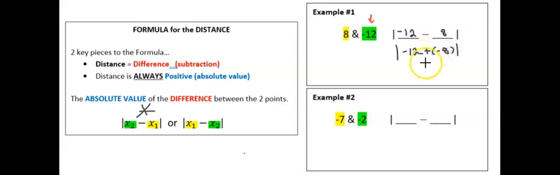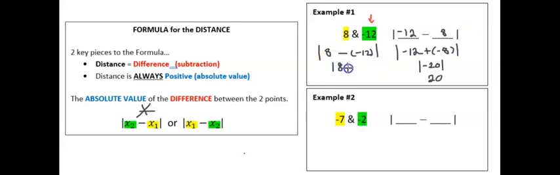And we get -12 plus -8, which is the absolute value of -20. And we got the negative version, so we get +20. We're going to come over here and do it the other way to show it doesn't matter. 8 minus negative 12. We should get positive 20 inside these bars.